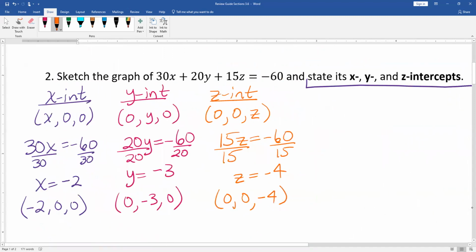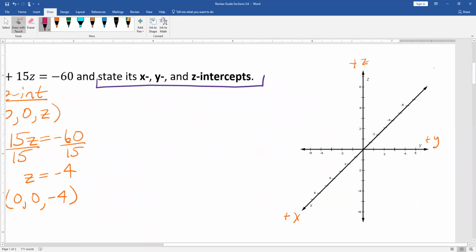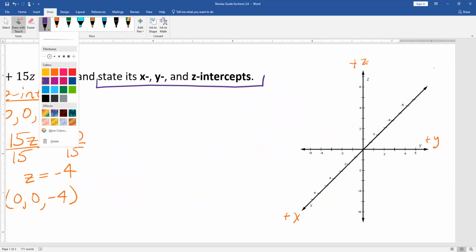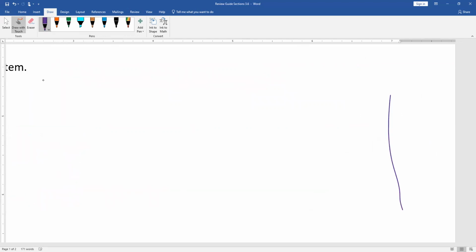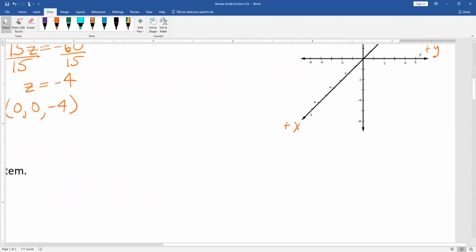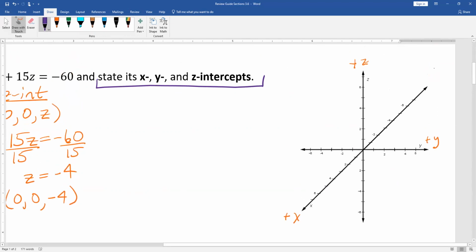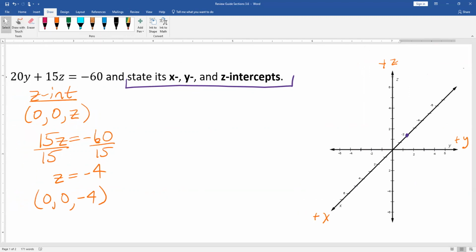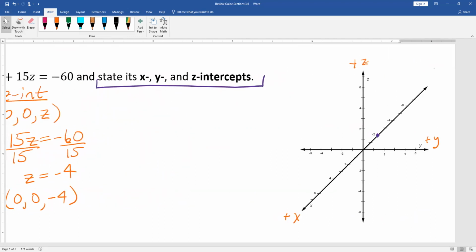So my x-intercept is negative 2. I look at my x-axis. I know negative 2 is up this way. Negative 2, right here. All right, the y-intercept was at negative 3. So that is left of the origin, so right here. And then z was negative 4, which is down from the origin, right about here.